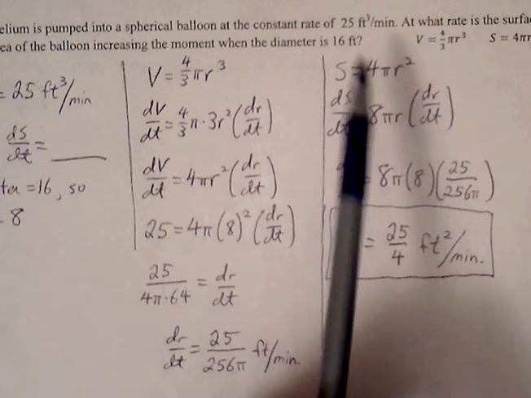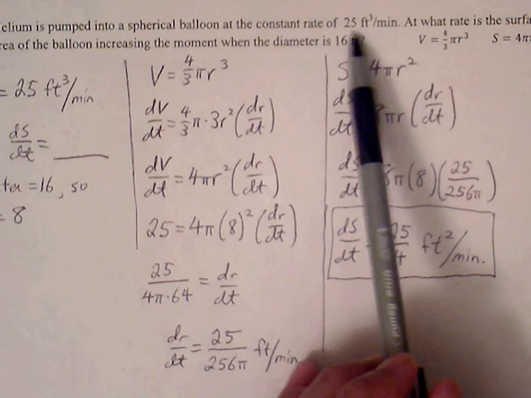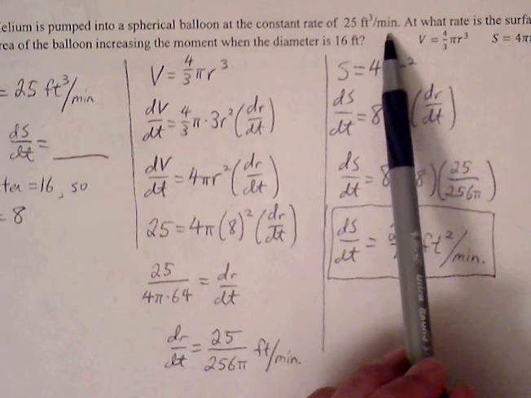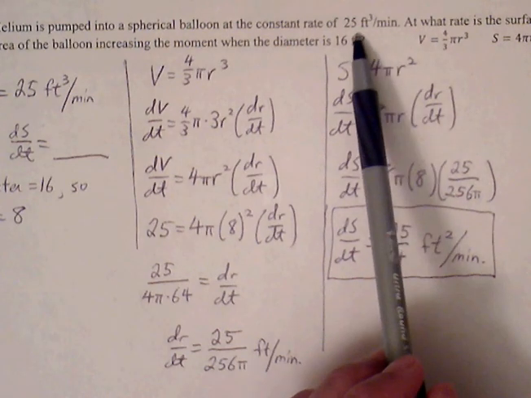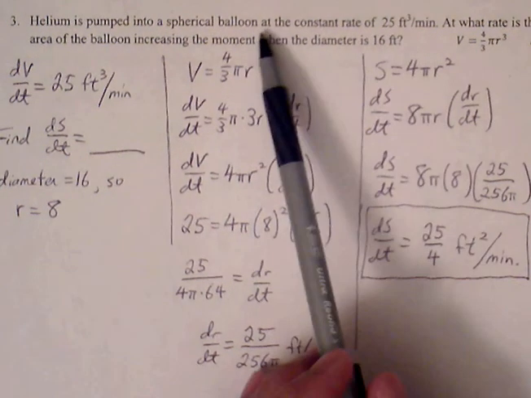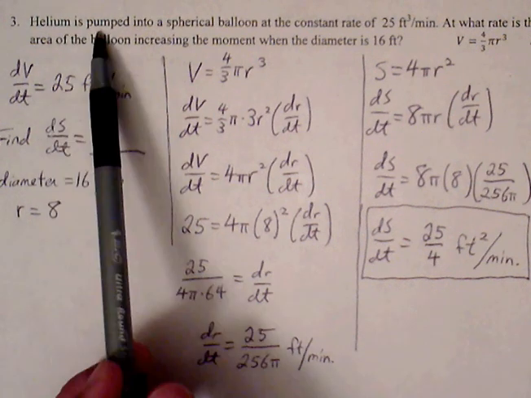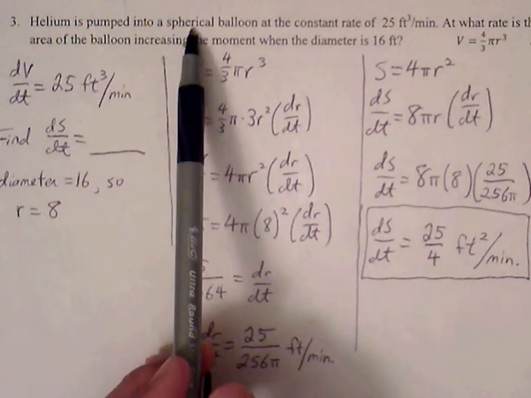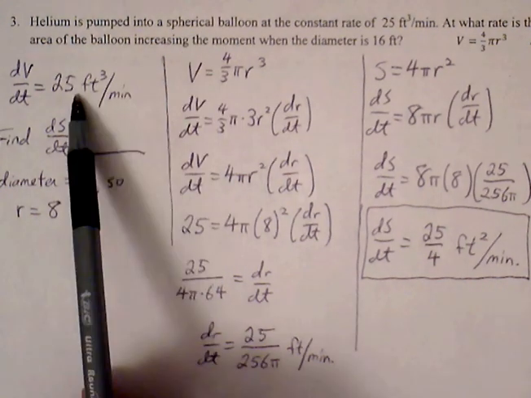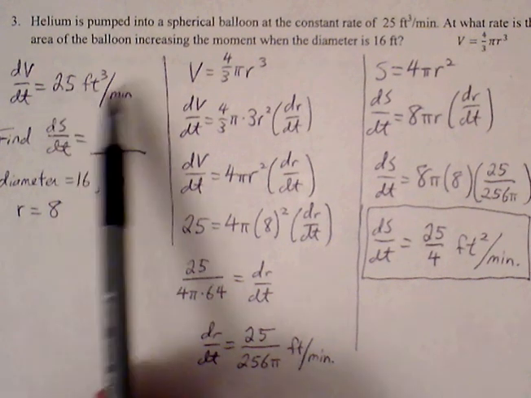Okay, so let's see what they give us. Helium is being pumped into a spherical balloon at a constant rate of 25 cubic feet per minute. Cubic feet represents volume, so per minute will be a rate for volume. So we know dV/dt must be equal to 25. And let's make sure that this remains positive. Helium is being pumped into a spherical balloon, so we know the balloon will be increasing in volume over time. So positive 25 is the correct value for dV/dt.